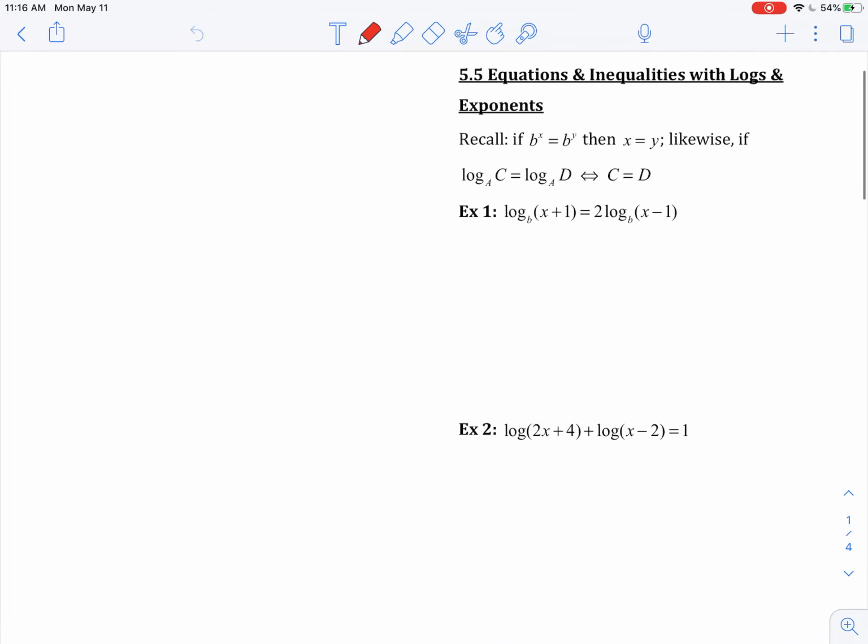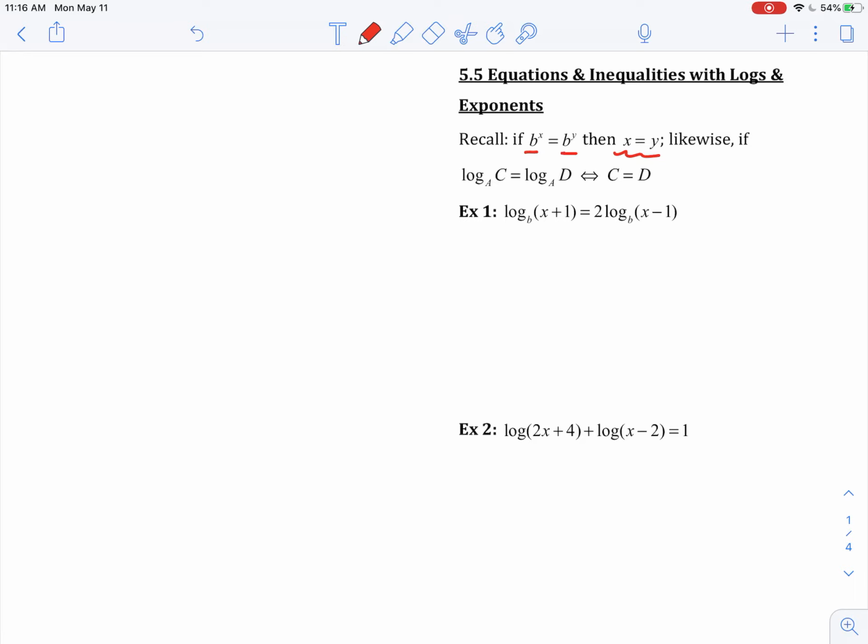Okay, gentlemen, we are now going to look at 5.5, where we will be solving some equations and inequalities that involve logs and our exponents. So if we just recall back, anytime we had two quantities that were equal to each other and they had the exact same base, then we know that those two exponents we could set equal to each other, and that's where we would get our x equal to y.